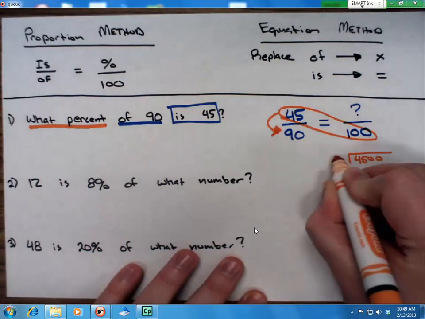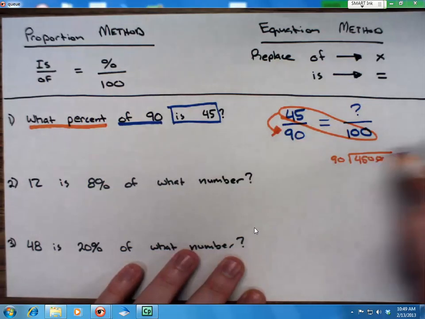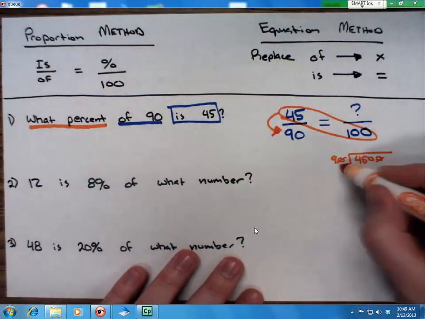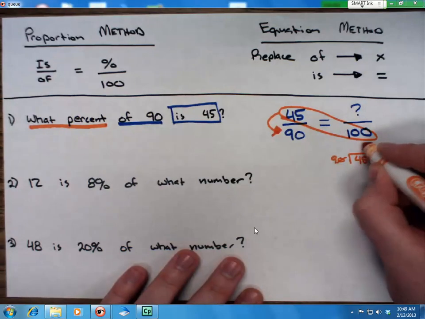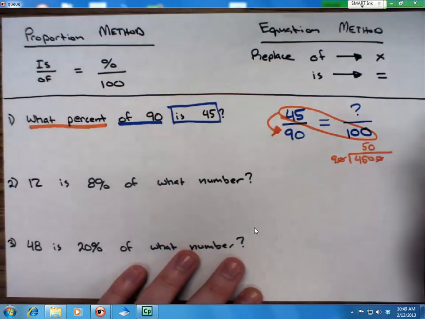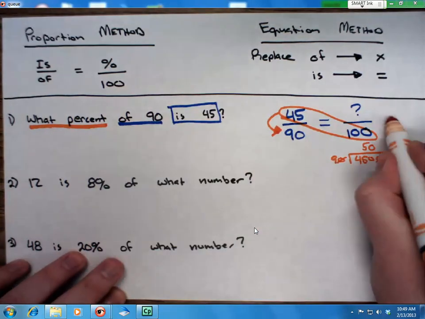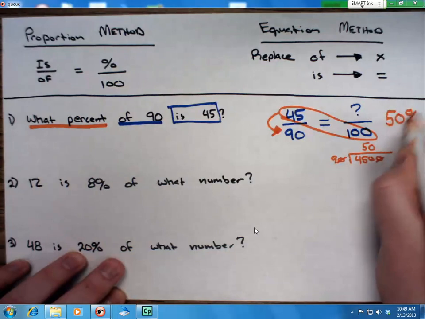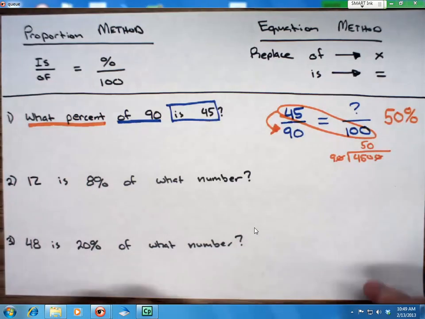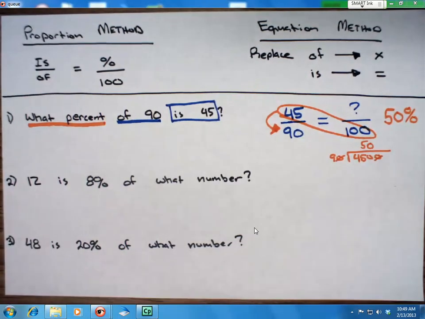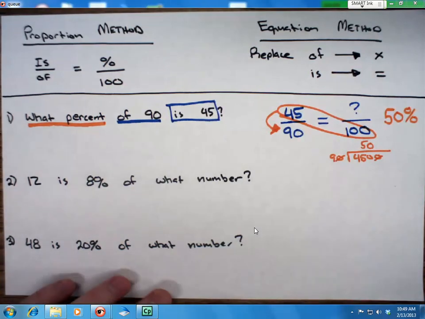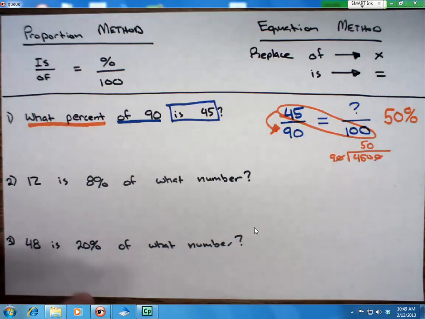divided by 90. Now, I know with a shortcut I could probably cut off each of these zeros here. 9 goes into 45 5 times, and then add a 0 right there, so we end up with 50. So my answer would be 50%. No, because we didn't divide by 100. If we are dividing by 100, then yes, we can move our decimal over 2 places, but we didn't on that one. So let's take a look at the equation method.